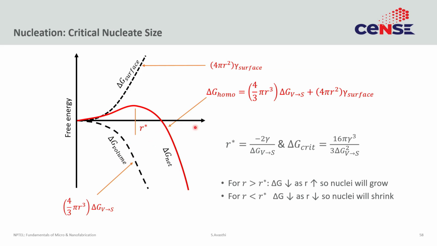So, for very, very large r's, the net delta G homogeneous would be negative. However, for small r's, the penalty of making a surface is higher than the gain of saving some volume free energy. So, for small r's, you actually have a penalty of formation. So, your delta G is positive. What this means is that nuclei do not want to form when they are small, but nuclei do want to form when they are large.